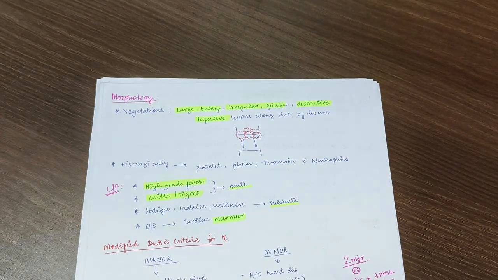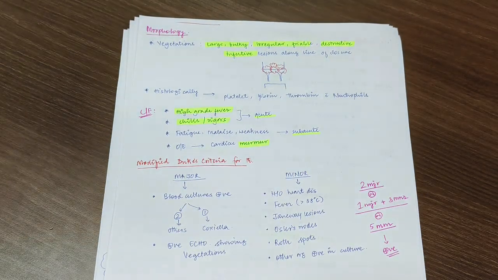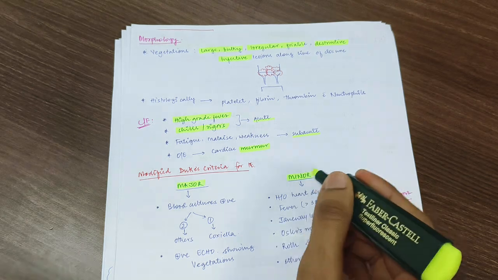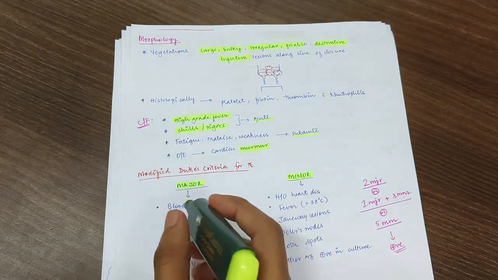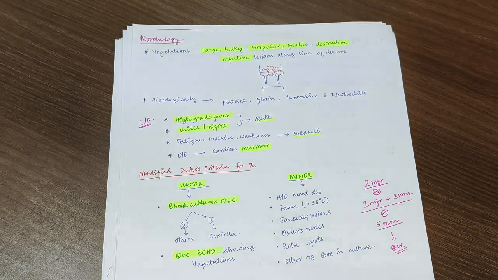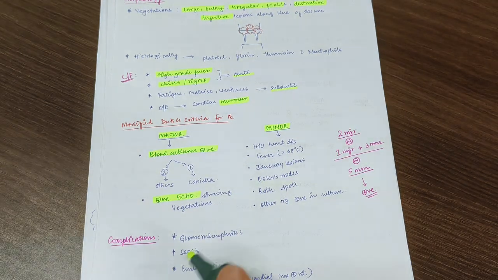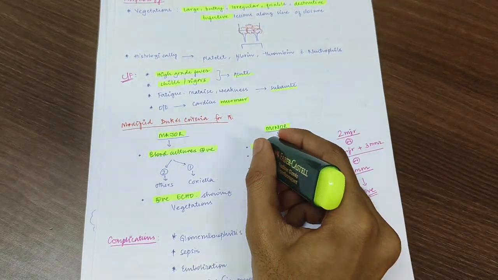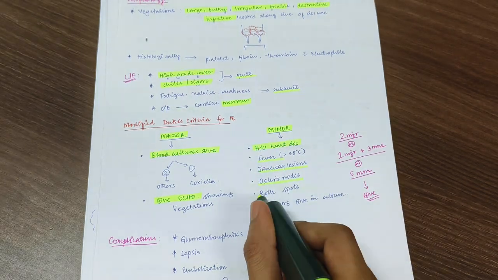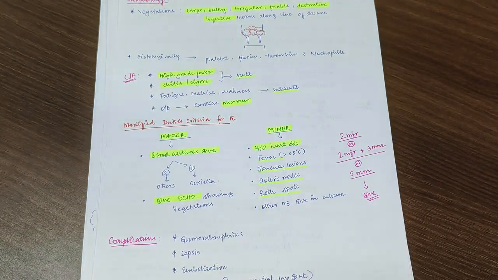Murmurs are seen. So what is the criteria which is being used for infective endocarditis? It is called Duke's criteria. There are two criteria again, major and minor. In major, it is blood cultures positive and positive echo showing the vegetations. Whereas in minor, you are going to see history of heart disease, fever, Janeway lesions, Osler nodes, Roth spots. All these are seen.